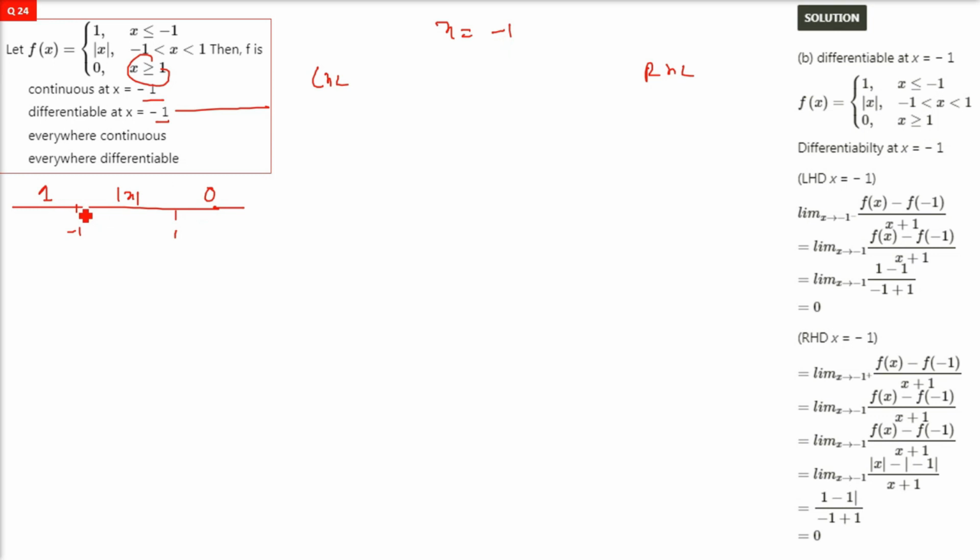So at x equals -1, we are going to check. When you go on the left, you will take a constant function which is 1. So if you are going to check at x equals -1, you have to put x as -1 minus h. On the right, you have to check -1 plus h. That is what we do normally. We subtract h and we add h for the left hand limit and right hand limit. And when we have x equals -1, what do we get? Only 1, because x is less than or equal to -1, it is 1. It is a constant function. Only one value is there.